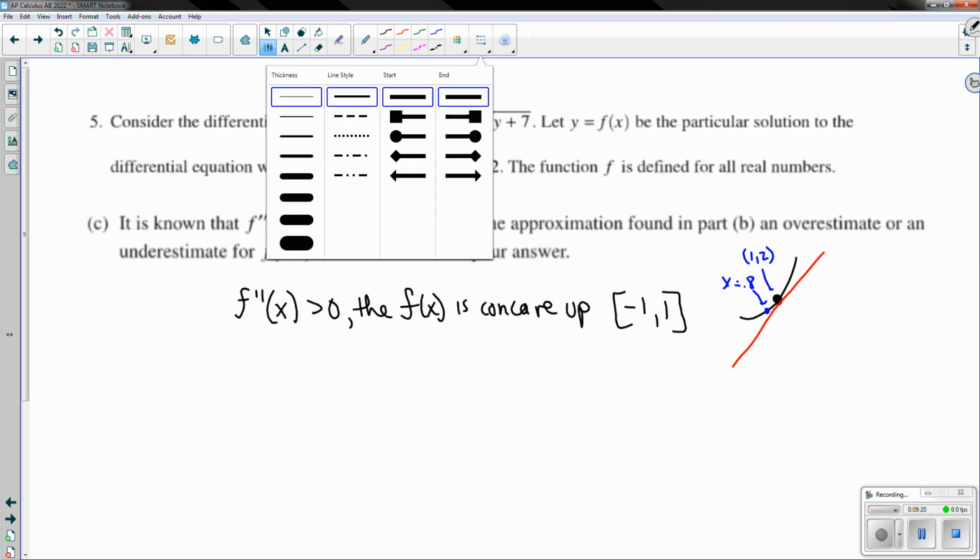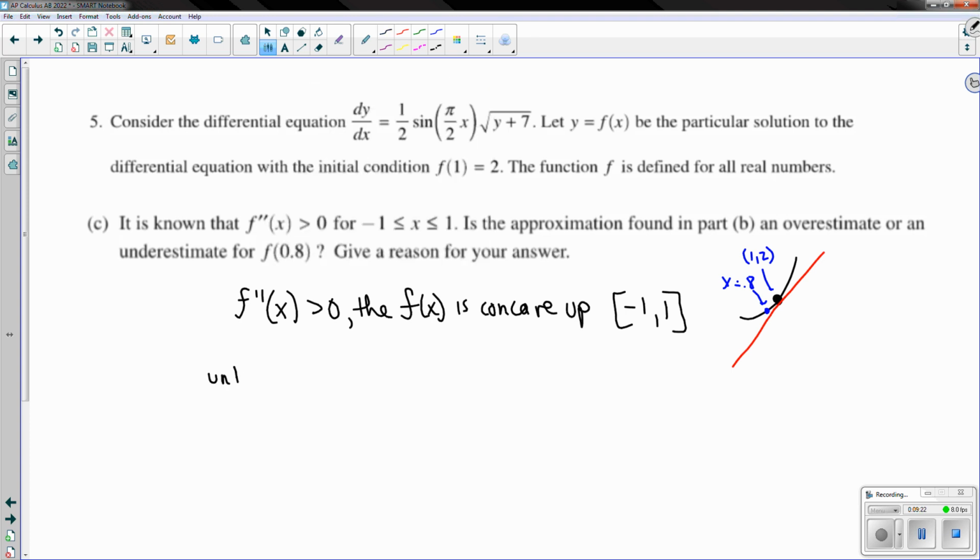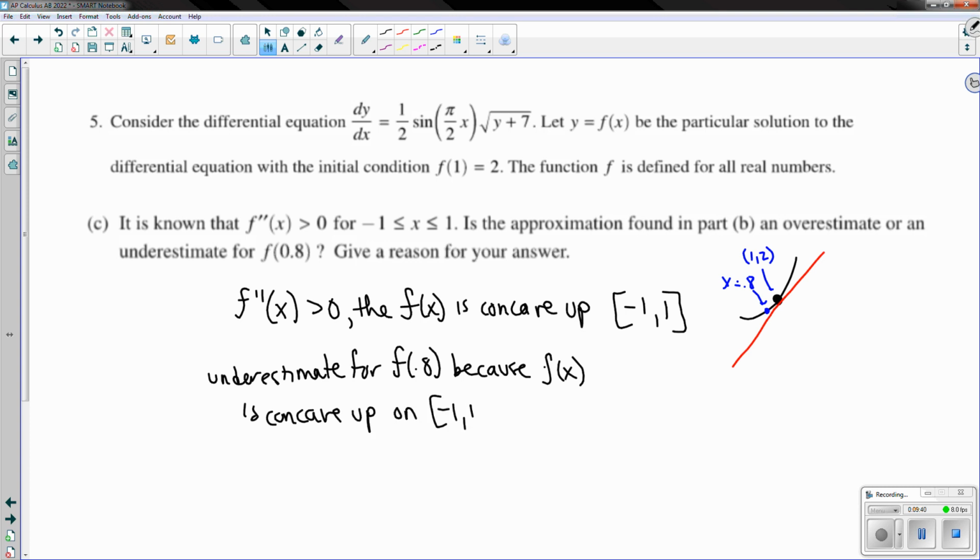So we can say that we're going to get an underestimate because f of x is concave up on the interval -1 to 1. So our tangent line, as you can see, is below the curve for any point that is not the point that it's running tangent to, or the point of tangency on the curve. So it will be an underestimate for any piece that is concave up.